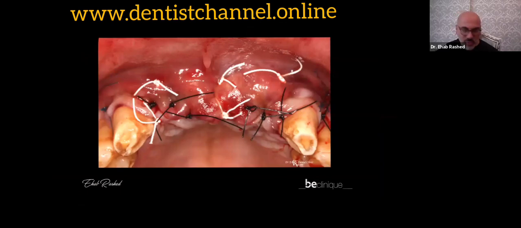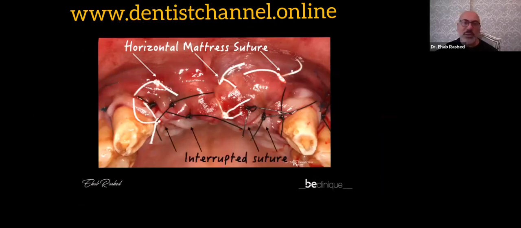And then you can see that I use the stabilizing horizontal mattress suture so the muscle does not pull the flap. And this is done before I do the interrupted suture that comes at the bottom here, as you can see.